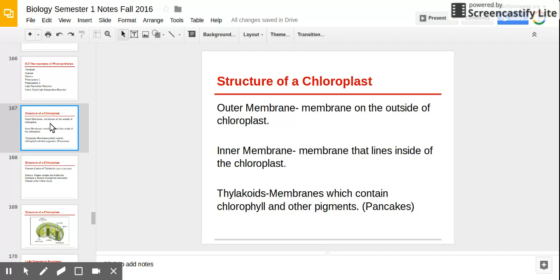There are some very specific chemical reactions that happen inside those that you don't have to know for my class. But when you get to a more advanced biology class, say in college, you'll have to learn that. So make sure you know there's two membranes.